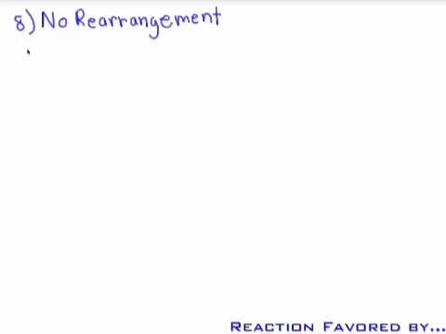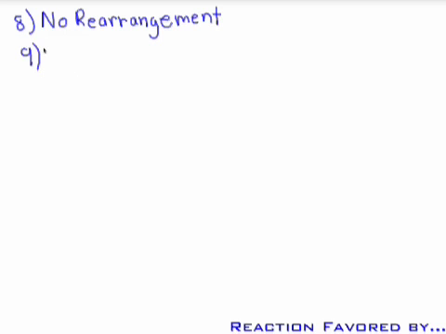Well, the next one, number 8, is no rearrangement. Again, this is like the SN2. Since we don't have an intermediate carbocation, we don't see the 1,2 shifts we have occur in the E1 and SN1 reaction mechanisms.